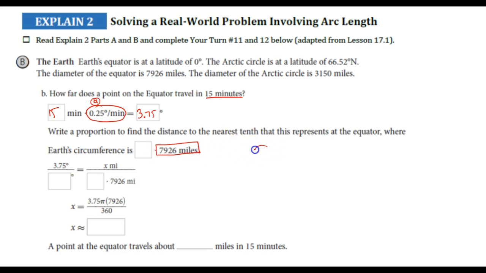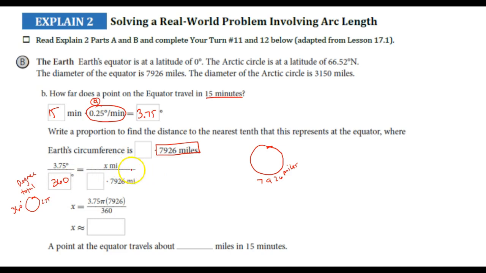That means if we went all the way around the world, that would be 7,926 miles. So for here, that would be 3.75 divided by how many degrees there are total around the world. If I did one revolution, do you guys remember? Is it 2 pi or is it 360? 360, right?